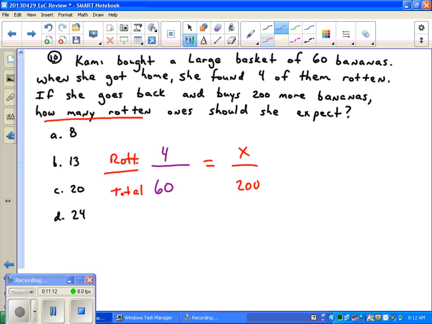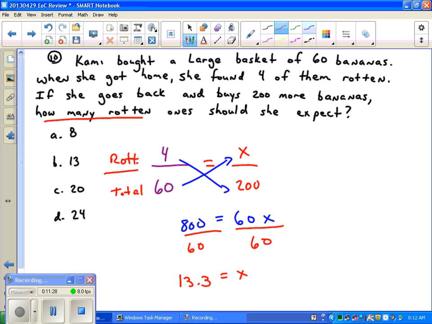Once you have your proportion set up, go ahead and cross multiply. 4 times 200 is 800. And 60 times x is 60x. In order to get x by itself, divide by 60 on both sides. And x equals 13.3. Says how many rotten ones should you expect? And I think that the question, actually, I just shortened it up for you to copy. I think it said about how many rotten ones should you expect. This is the only one that actually works for us, 13.